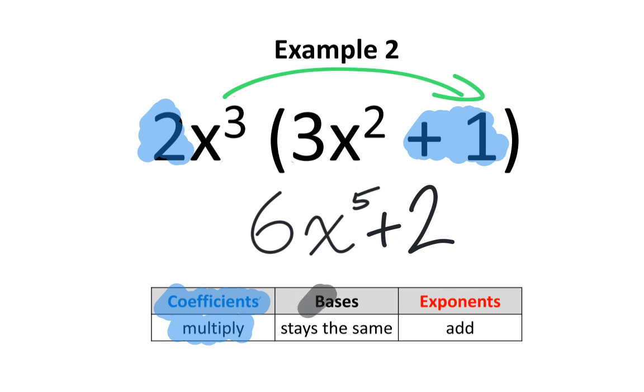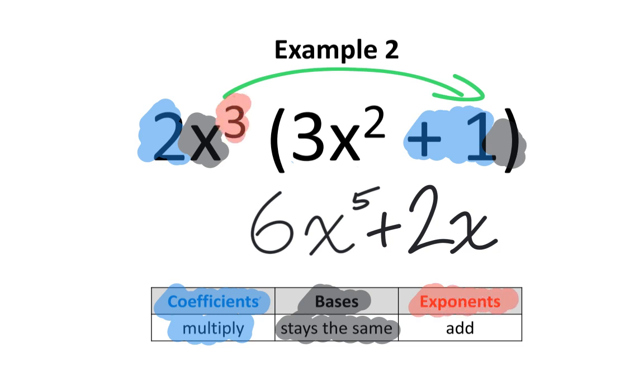Next, you want to take a look at bases. The base over here would be x, and there is no base over here. Bases are supposed to stay the same, so you're going to leave the x as itself. And last, you want to take a look at exponents. The exponent over here is 3, and there is no exponent over here since there is no base. We're supposed to add exponents. Well, there is nothing to add this 3 to, so we're just going to leave it as 3.